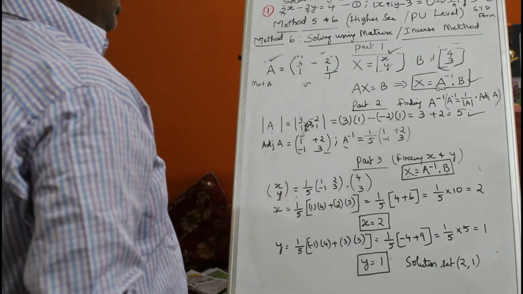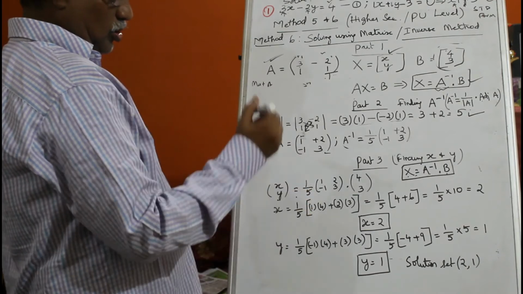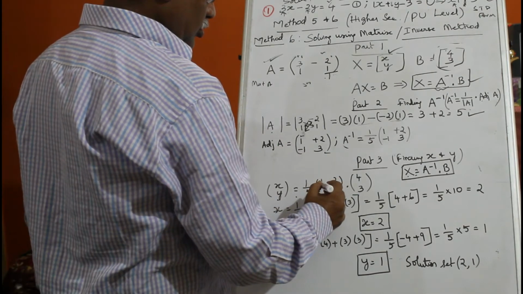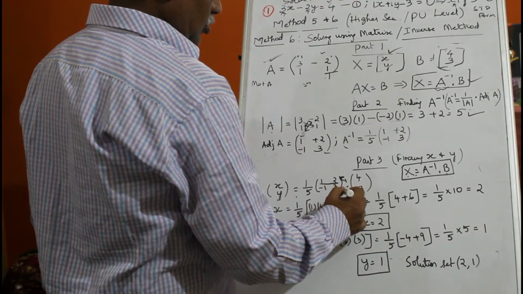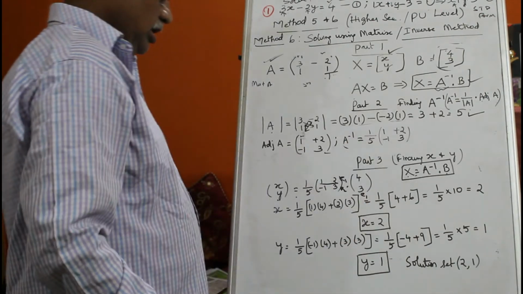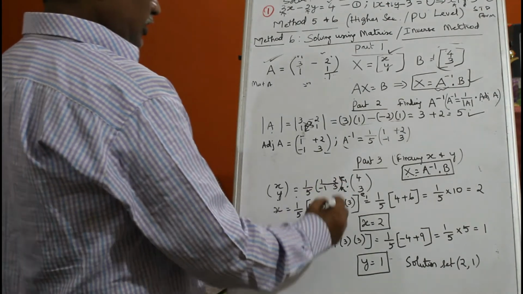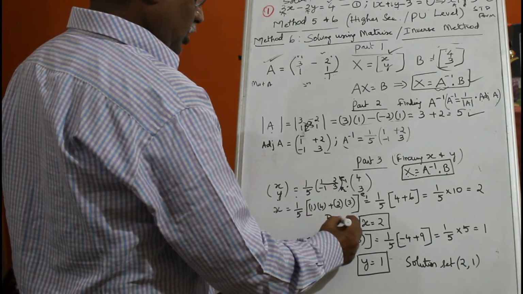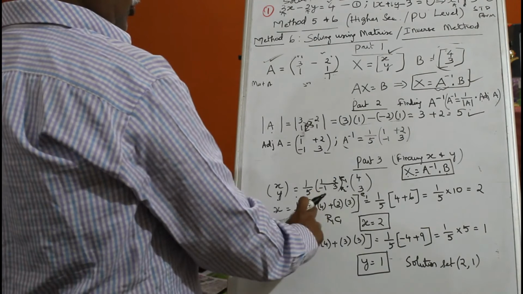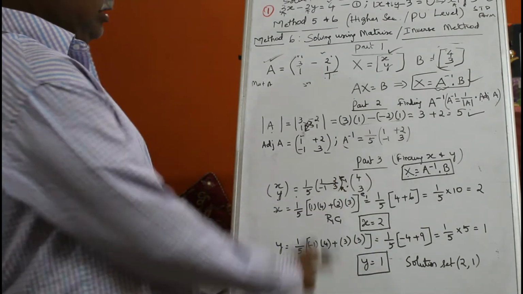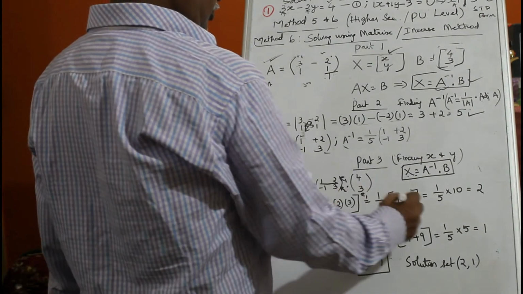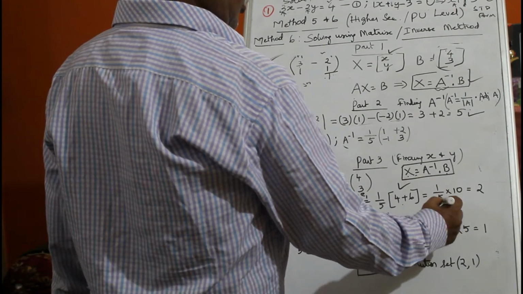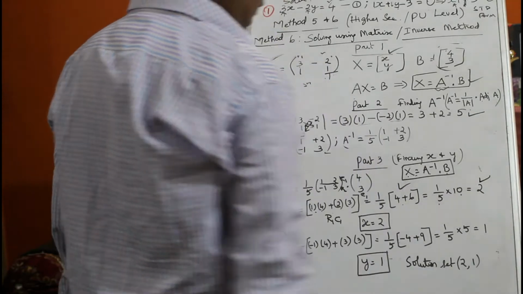Now x is equal to 1 by 5. This is called row 1, this is called row 2, this is called column 1. So x is nothing but 1 by 5 into row 1, column 1. So 1 into 4 plus 2 into 3. This is how matrix is multiplied. So 1 by 5, you get 4 ones of 4 plus 3 twos of 6. So 1 by 5 into 10, you get x as 2.